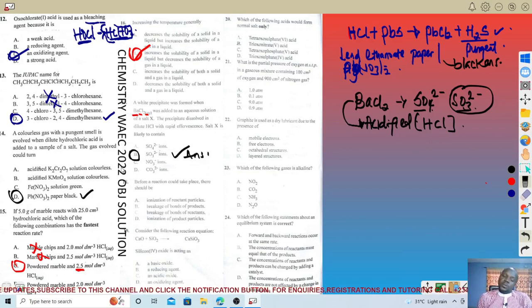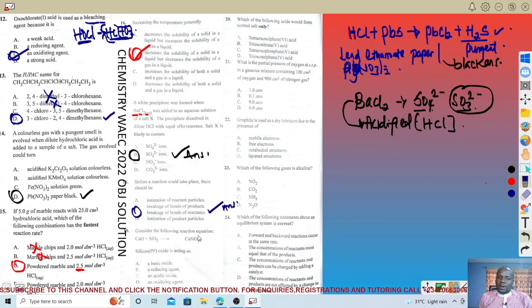I told you chemistry is always simple. The next question, I don't know the number, is before a reaction could take place, there should be what? Yeah, you've learned that in your, I think, SS2, year 11. You were told that before reaction takes place, particles must collide. Collision theory stuff. And bond must be broken. So that's just a breakage of bond must occur because collision must occur. So next one, chemistry. You can see chemistry is simple if you know it.